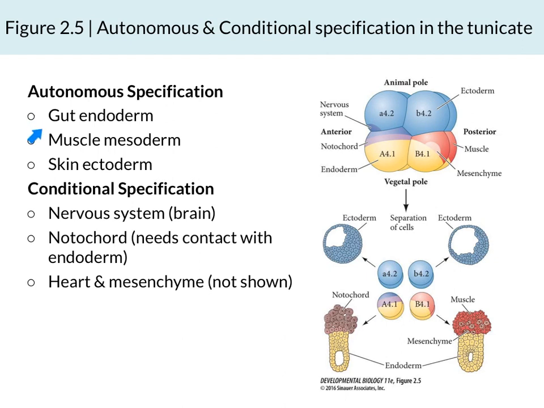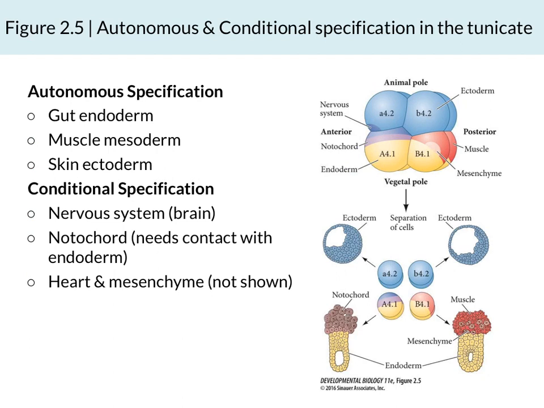While the gut endoderm, the muscle mesoderm, and the skin ectoderm are autonomously specified, the nervous system, the notochord, and the heart and mesenchyme are conditionally specified. This figure depicts that in part, since separating the cells of the tunicate embryo at the 8-cell stage, which is what you see here, leads to the formation of most tissue types but not the nervous system.